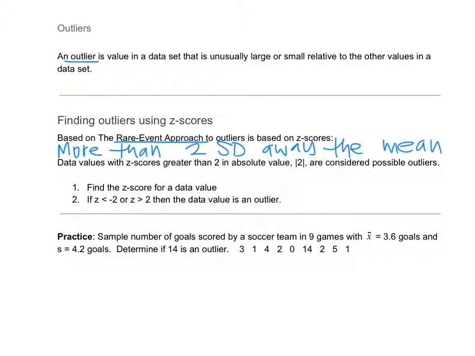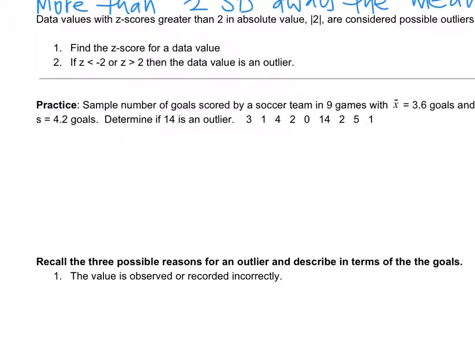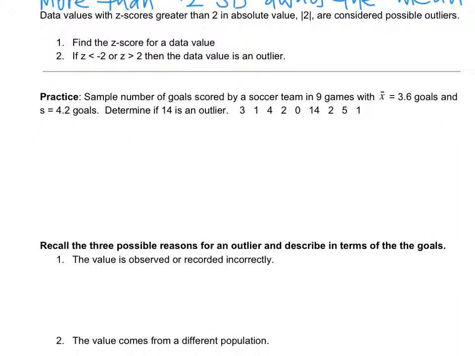Okay, so first step is to find the z-score for a data value, and then if it is less than -2 or greater than +2, that tells us it's more than 2 standard deviations away from the mean, and we're going to consider that an outlier. All right, so let's look at this example. Let's say we've got the sample number of goals scored by a soccer team in 9 games, and it has a sample mean of 3.6 goals and sample standard deviation of 4.2 goals. And we look at that list of data values: 3, 1, 4, 2, 0, 14, 2, 5, and 1. And this 14 jumps out at us as a possible outlier in the data.